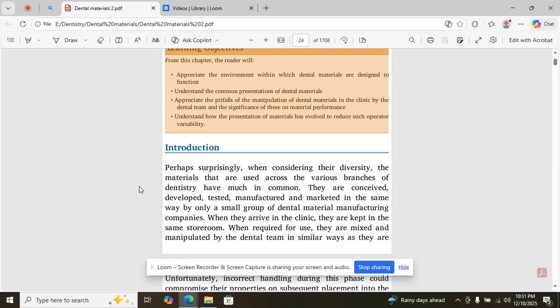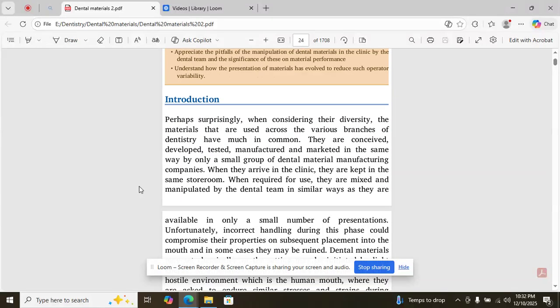Introduction. Perhaps surprisingly, when considering their diversity, the materials that are used across the various branches of dentistry have much in common. They are conceived, developed, tested, manufactured, and marketed in the same way by only a small group of dental material manufacturing companies. When they arrive in the clinic, they are kept in the same storeroom. When required for use, they are mixed and manipulated by the dental team in similar ways as they are available in only a small number of presentations.